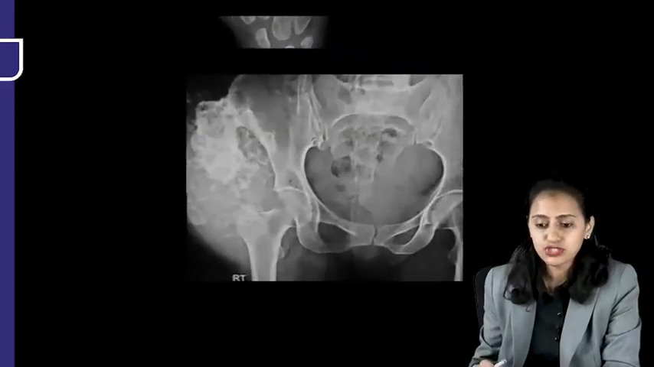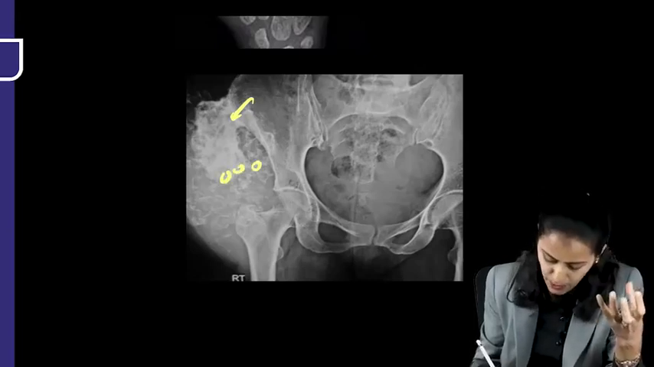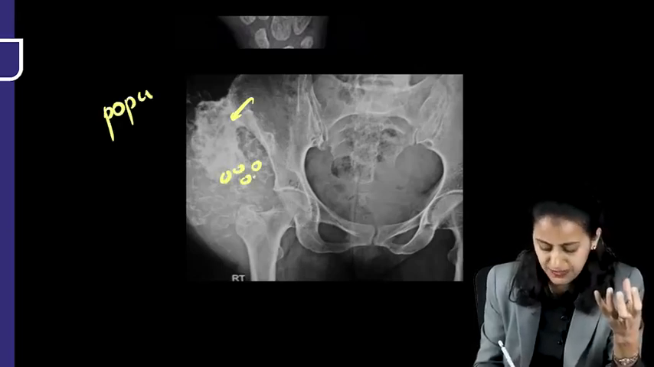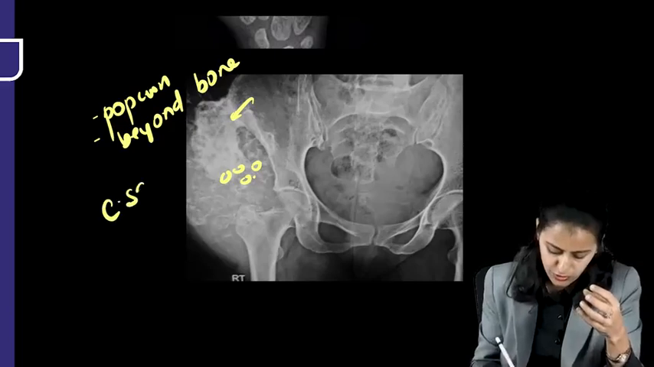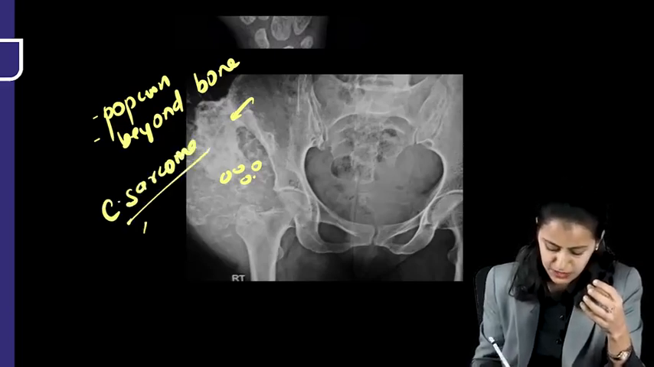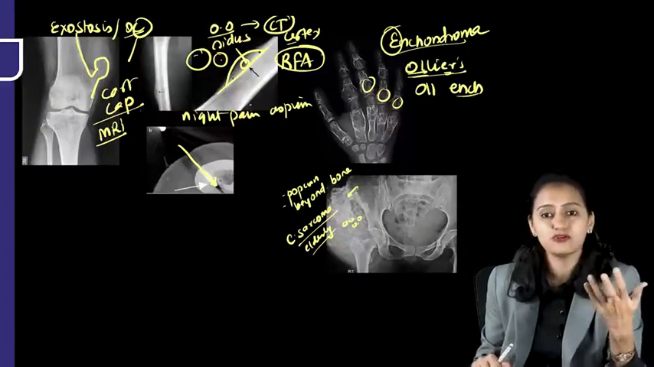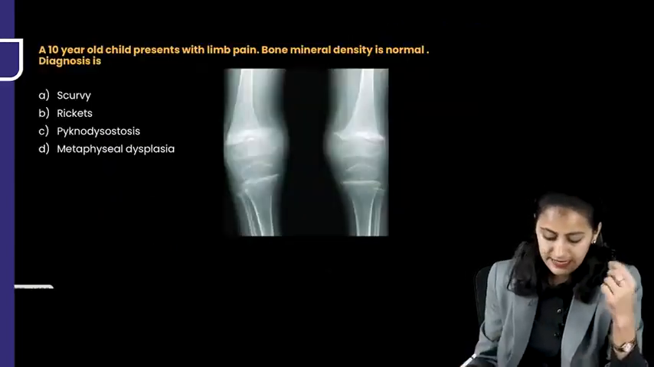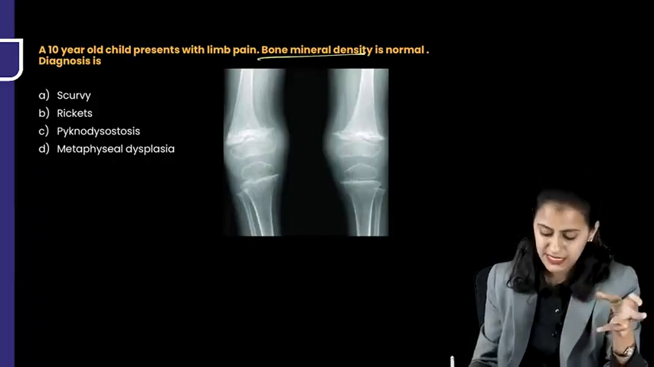When you have a bone tumor which is going beyond the bone and which has this popcorn calcification, then in that case think of chondrosarcoma. Here the patient would be an elderly patient, the age would be more. Chondrosarcoma, that's malignant. Next one, this is a child with limb pain. The bone mineral density is normal. What is the diagnosis?